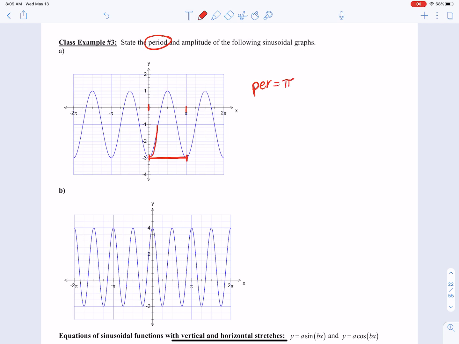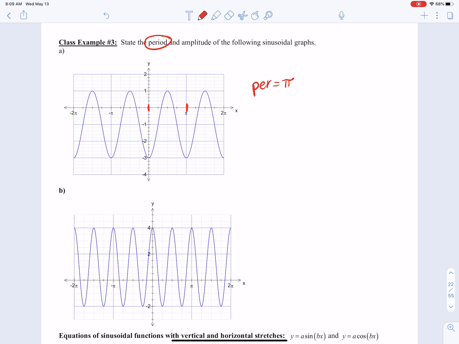So let's take a look at that. Everything after that would be a repeat. So the period is pi. And you can measure it from anywhere. That's fine. One thing I didn't talk about, and I want to talk about because it's going to be important later, is let's take a look at the scale.